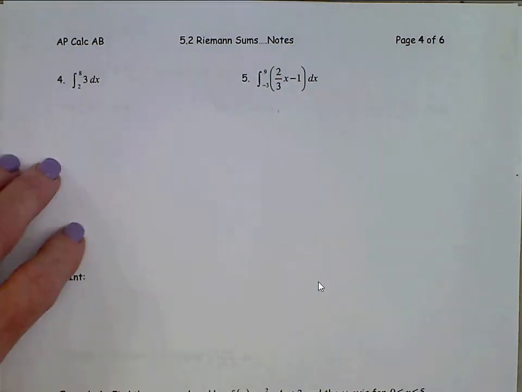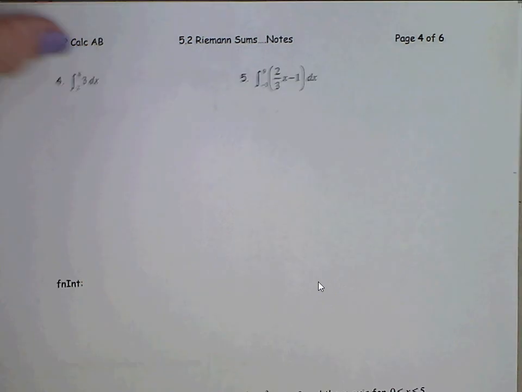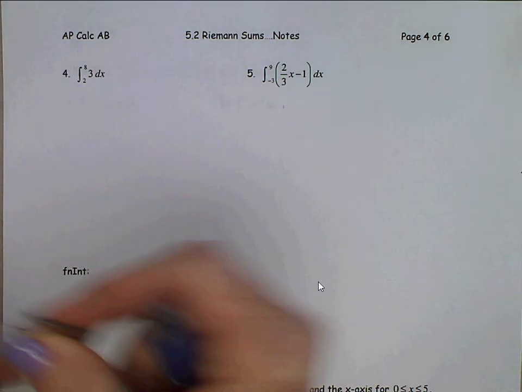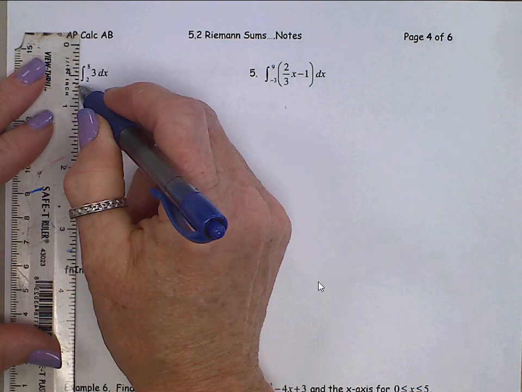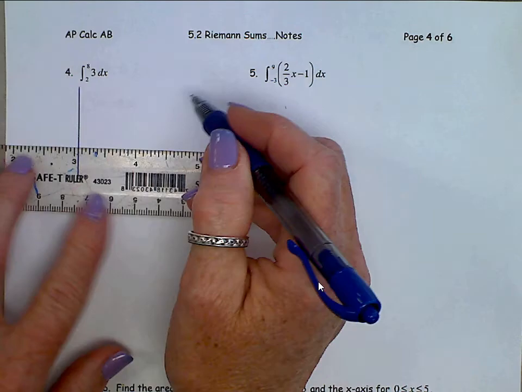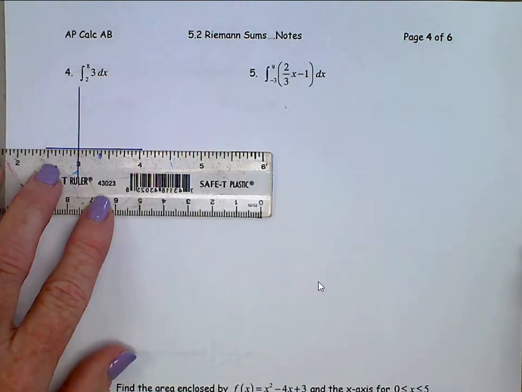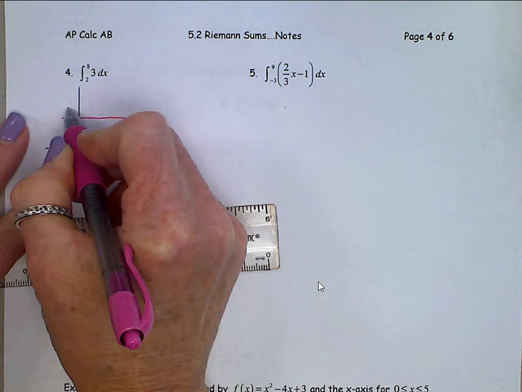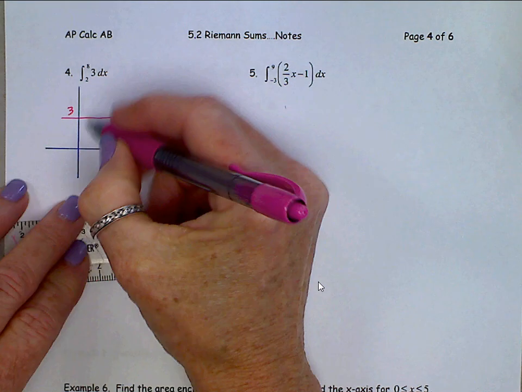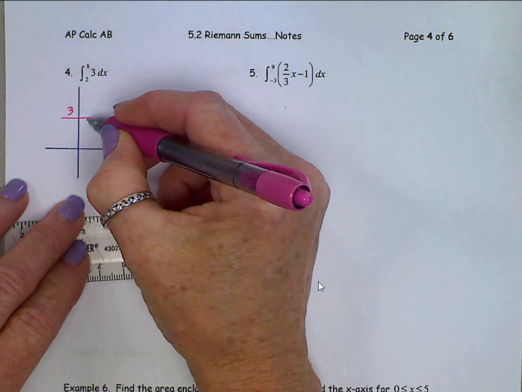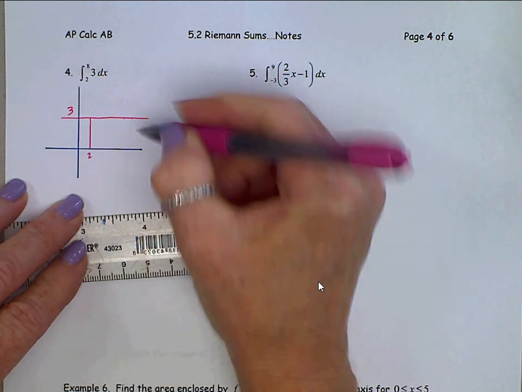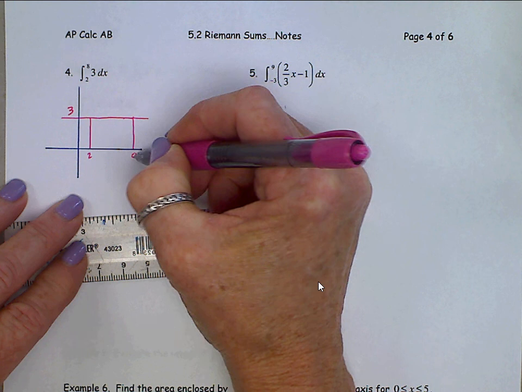AB Calculus, section 5.2, page 4. Still working on evaluating some integrals, interpreting them as area. Let's sketch this graph. This graph will be a horizontal line at the height of 3, and we're finding the area underneath this curve line from x is 2 up to x is 8.